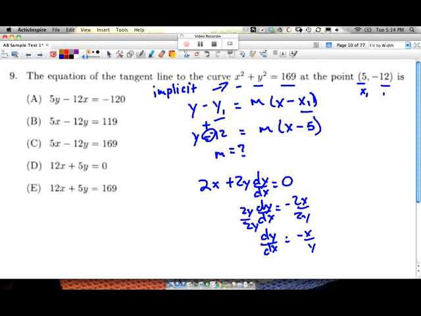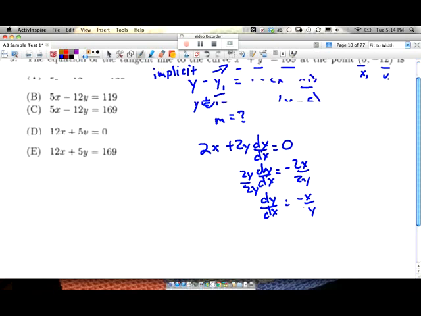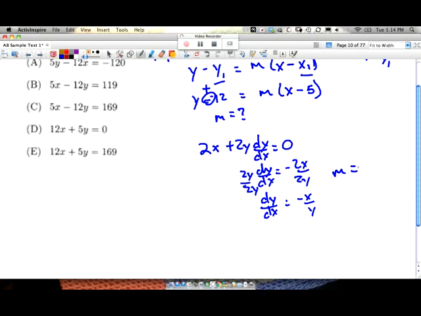Wait, we have x and y. Here it is, x1 and y1. So we're going to plug that in. In case you didn't know, slope equals dy/dx when we have 5 and negative 12. So it's going to be negative, whatever x is, in this case 5, over negative 12, which is 5 over 12, positive, because we've got two negatives. Alright, so that's done. We got 5 over 12, no problem, right?